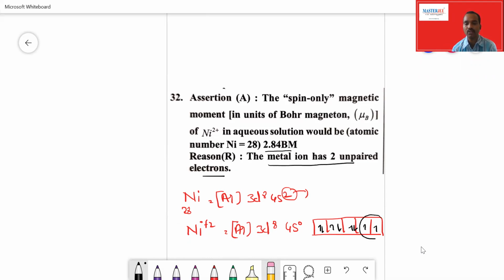That means how many unpaired electrons? Only 2 unpaired electrons. With 2 unpaired electrons, mu is equal to root over 2 into 2 plus 2, that means root 8. Root 8 is nothing but 2.84 Bohr magnetons, right?